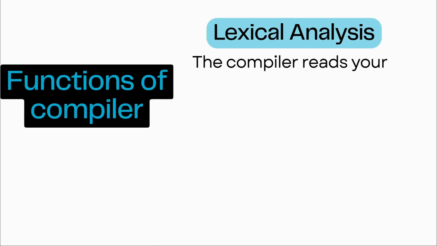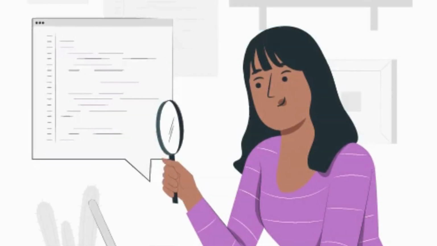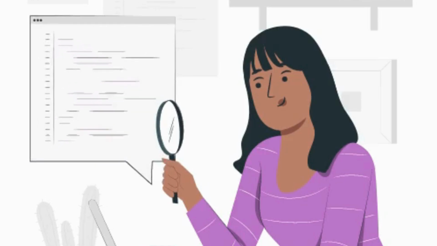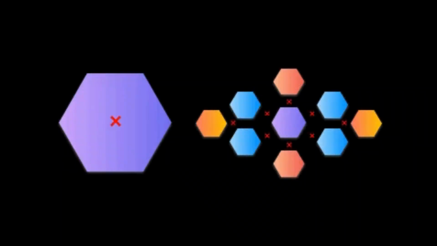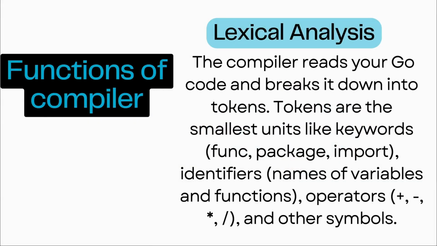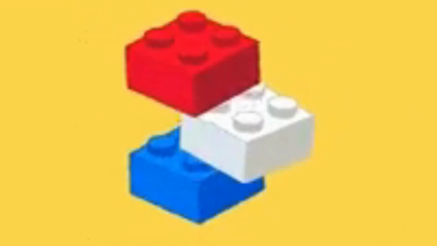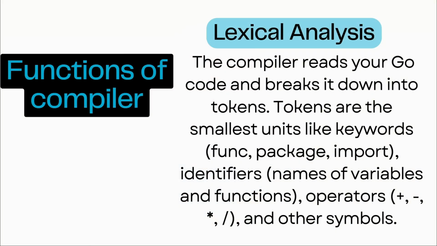Let's break it down. The very first main function of the compiler is to perform lexical analysis. That means the compiler will read your Go code and break it down into tokens. Tokens are the smallest units, like keywords. As we discussed in the first Go program, we wrote some code with keywords that are reserved words by the Go language itself, like func, package, and import. We also have identifiers, which are the names given by us for variables and functions, and operators and other symbols. So it breaks down the entire code into tokens, the smallest units. That's the very first thing our Go compiler does.